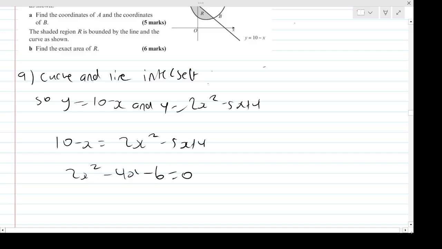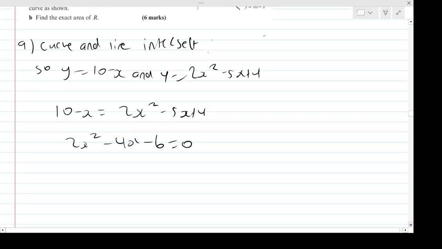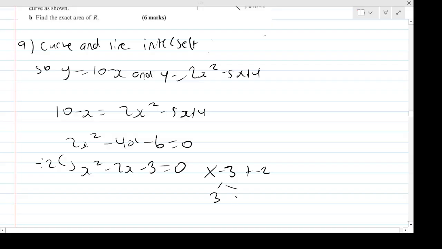So now I need to solve this quadratic, and actually I can just divide by 2 to make it easier. So then I get x squared take away 2x minus 3 equals 0. And actually I could factorise, hopefully. So two numbers that multiply to get the minus 3, add to get minus 2. Well, they've only factors of 3 and 1.